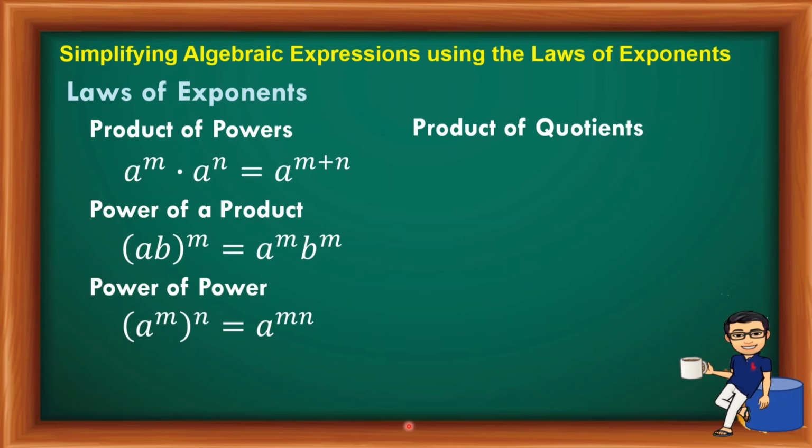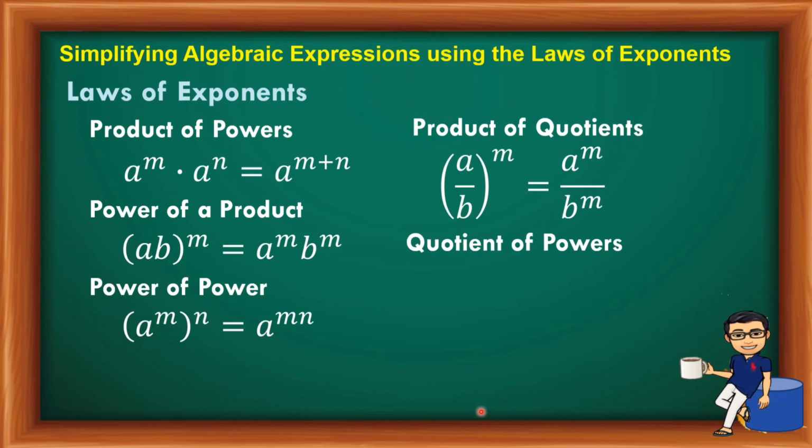The next one is product of a quotients. If we have quantity a over b raised to m, then we have a raised to m and b raised to m. Distribute si m kay a at kay b. At ito yung magiging sagot.